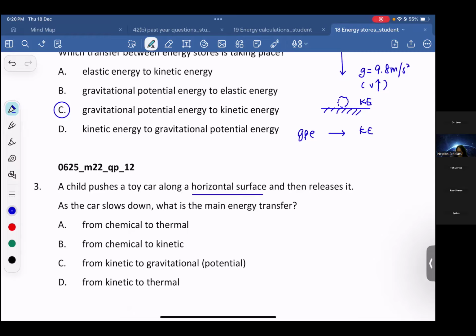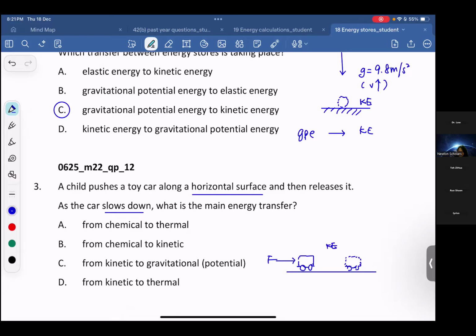Horizontal surface means like this. Let's say this is the car. We apply a force and push. So the car will move, and then it slows down. At the end, at a certain point, it stops. How do I know it moves? Because it slows down. That means it's moving. Crystal, correct. So it has kinetic energy.